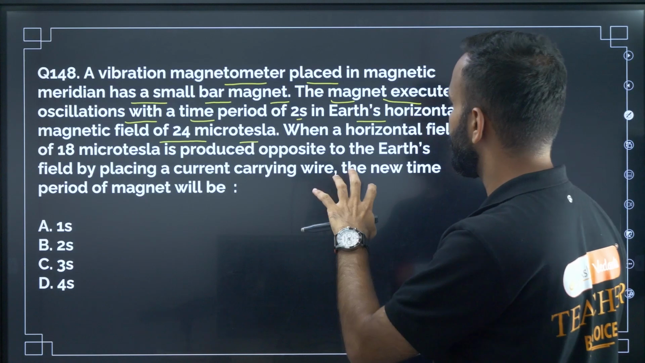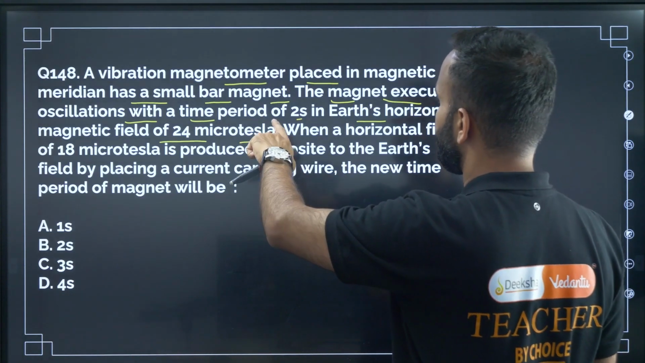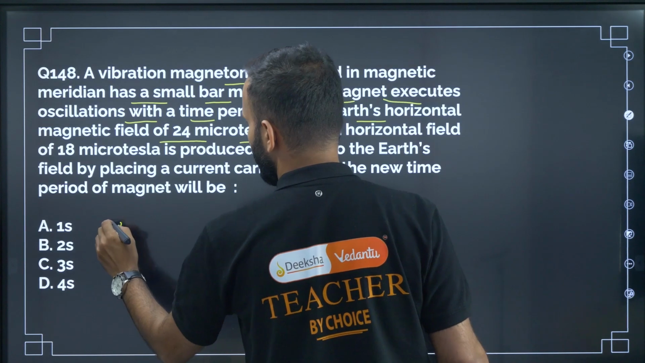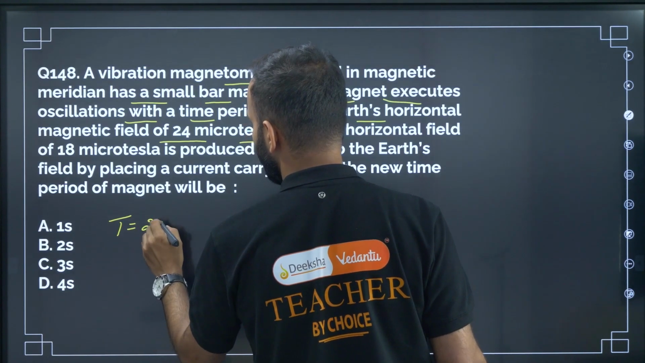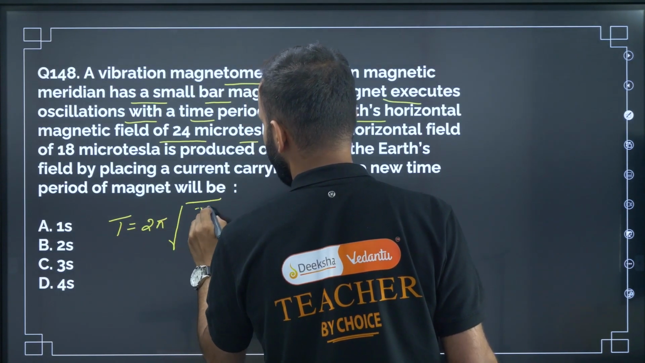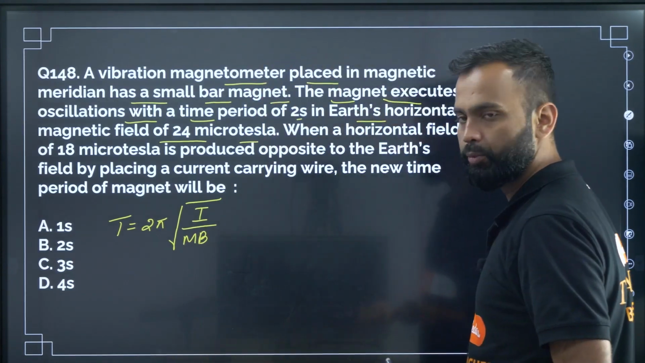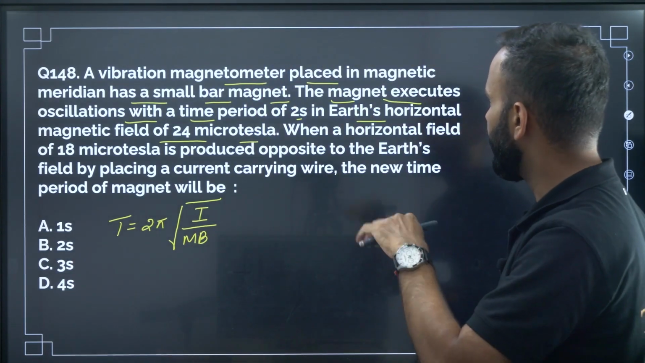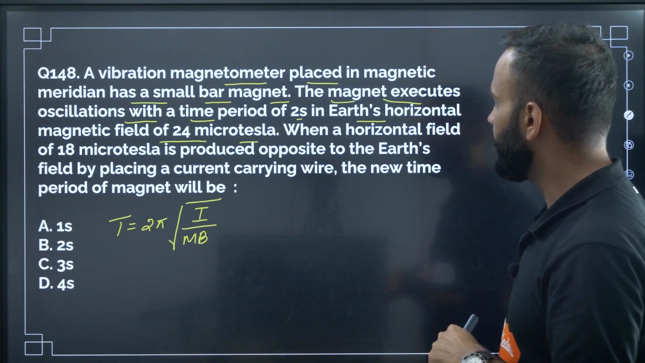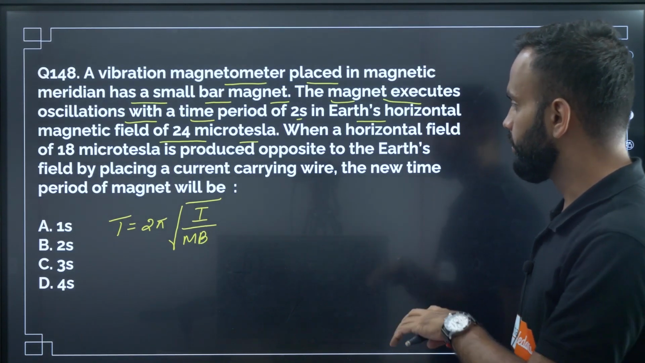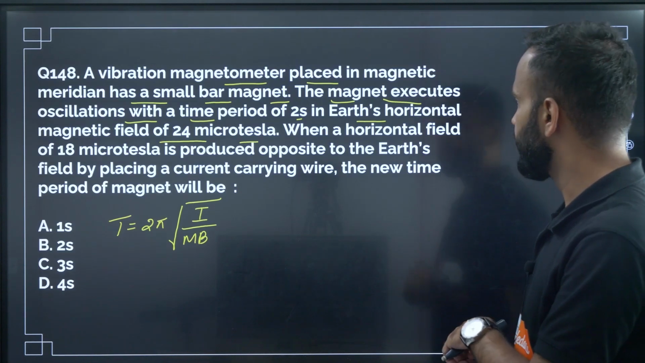Okay, so this magnetometer executes oscillation, right? The time period of the oscillation T equals 2 pi root of I divided by M into B, right? I is the moment of inertia of the magnet, M is the magnetic moment, B is the Earth's horizontal magnetic field, 24 microtesla.